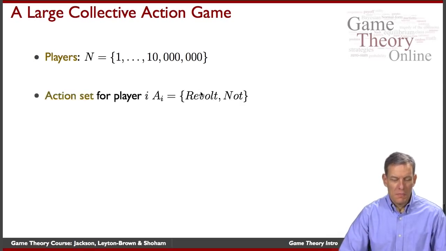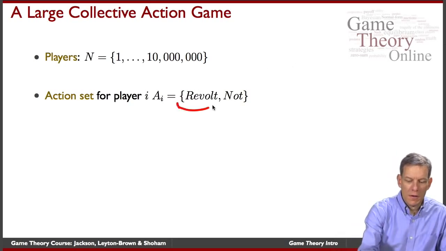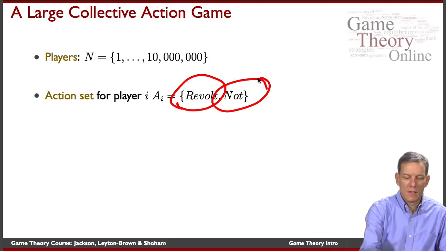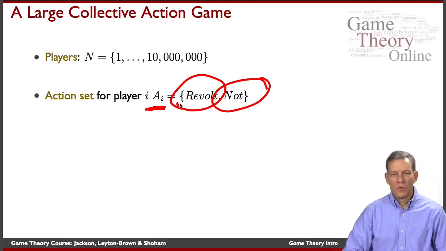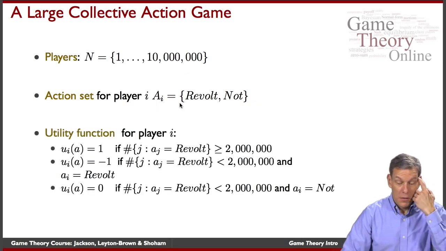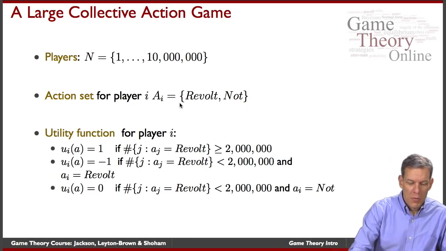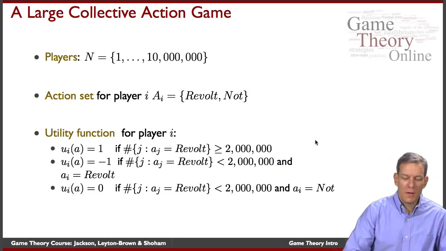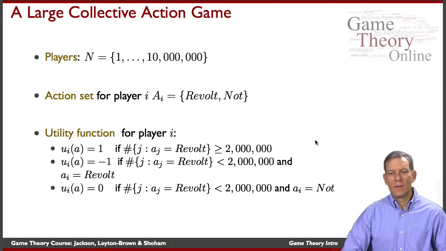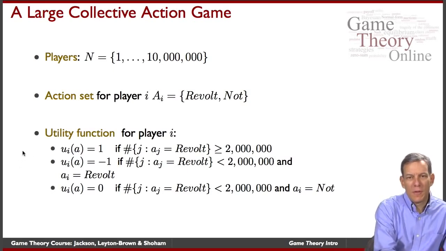What are their actions here? Let's keep it very simple. So they have a choice here of either revolting or not. So their action set is just binary, 2 choices. Then the payoffs are going to be the critical thing in this game. What happens? Well, let's say that in order for a revolt to be successful, you need at least 2 million people to participate. So in this particular stylized example, what do we end up with then?